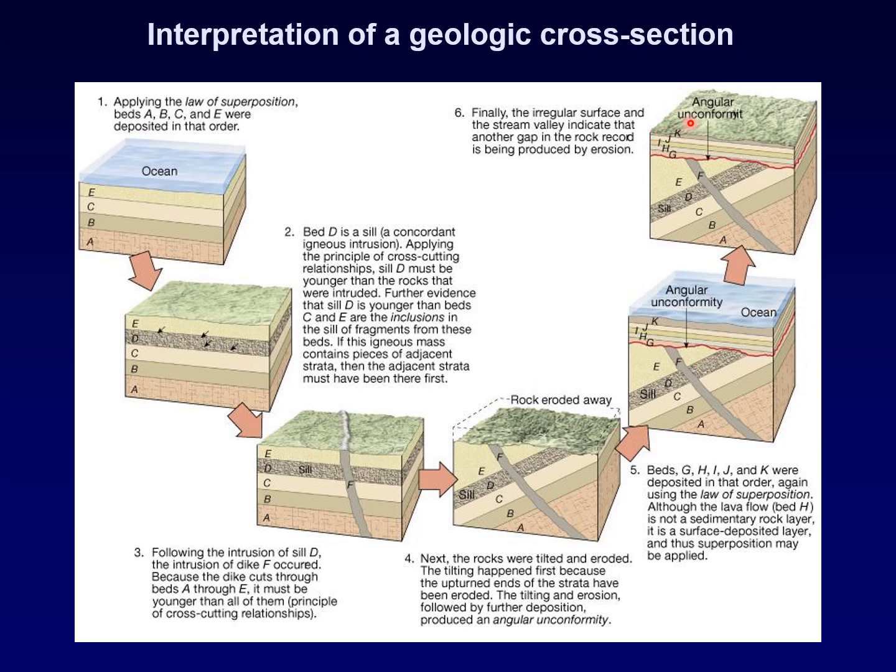And then finally, we have this kind of irregular surface here. And that indicates that this stuff is exposed to the surface. And so we would say the order of this is A, B, C, E, D, F, uplift and erosion, G, H, I, J, and K.